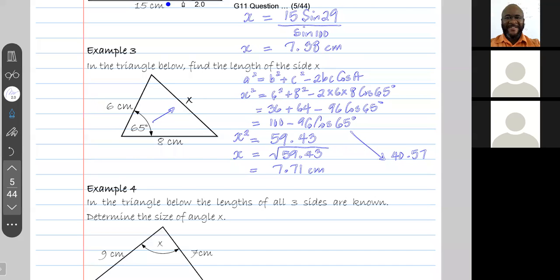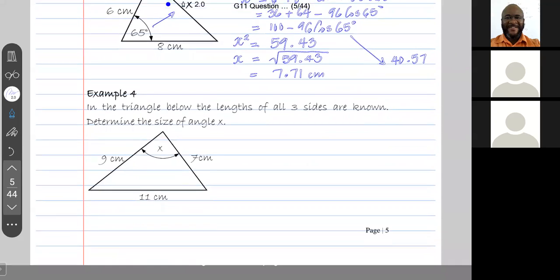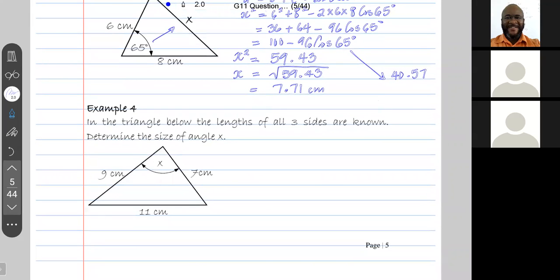All right, so let's have a go at example 4. In example 4, in the triangle below, the lengths of all three sides are known. Determine the size of angle x. Now, ladies and gentlemen, if you know the length of all three sides of a non-right angle triangle, and you want to find an angle, that is a condition for applying the cosine rule.